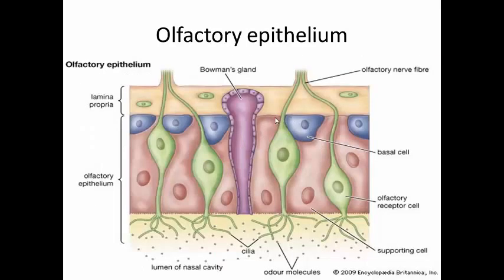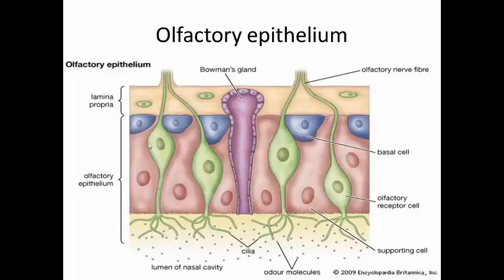The basic type of cell, and the functional cell in this part of the body, is what we call the olfactory sensory neuron. The olfactory sensory neuron is present within the olfactory epithelium. It consists of a cell body with a short dendrite and an axon.